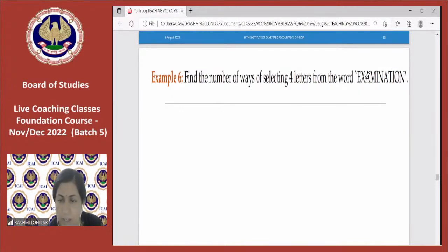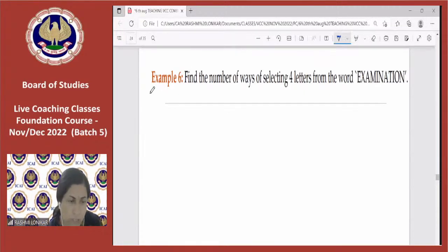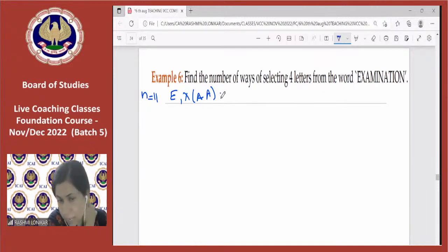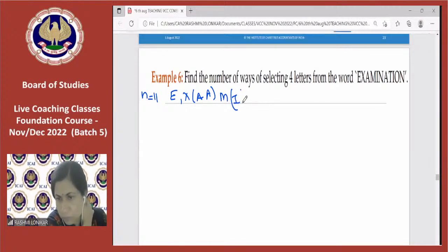Let us check how many letters are there. 1, 2, 3, 4, 5, 6, 7, 8, 9, 10, 11. Okay, so n is equal to 11. Now let us see. Is E repeated? No. Is X repeated? No. A repeated? Yes, this is A and A. Then M, is M repeated? No. Then is I repeated? Yes, I, 1 and 2.